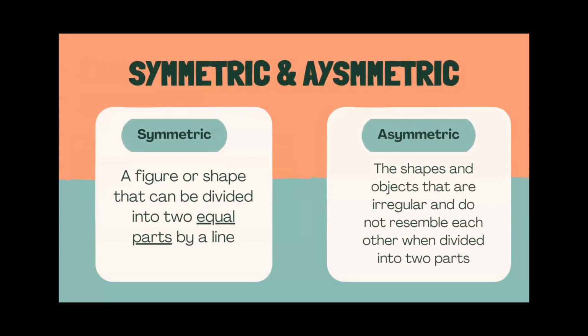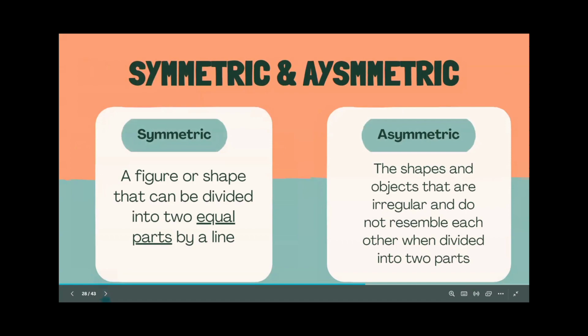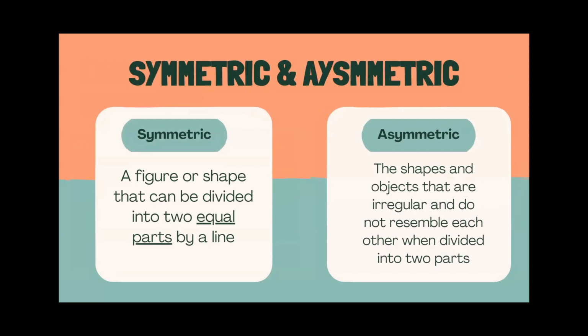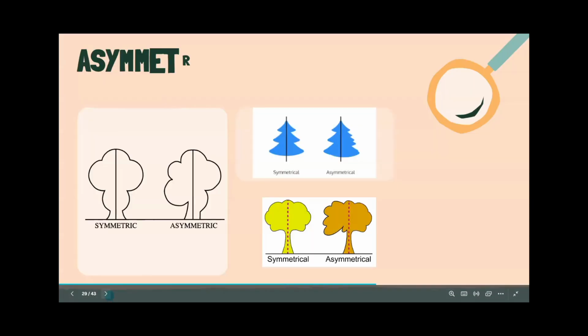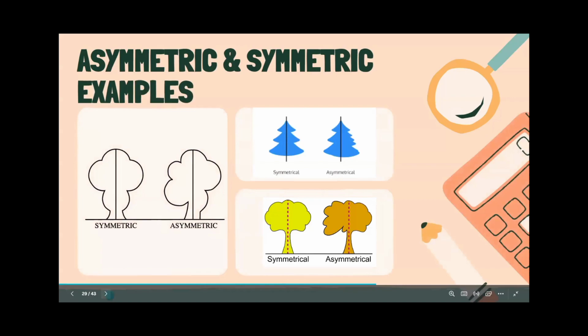Symmetric and asymmetric. A symmetric figure or shape can be divided into 2 equal parts by a line, while asymmetric shapes and objects are irregular and do not resemble each other when divided into 2 parts. Here are examples of asymmetric and symmetric shapes.